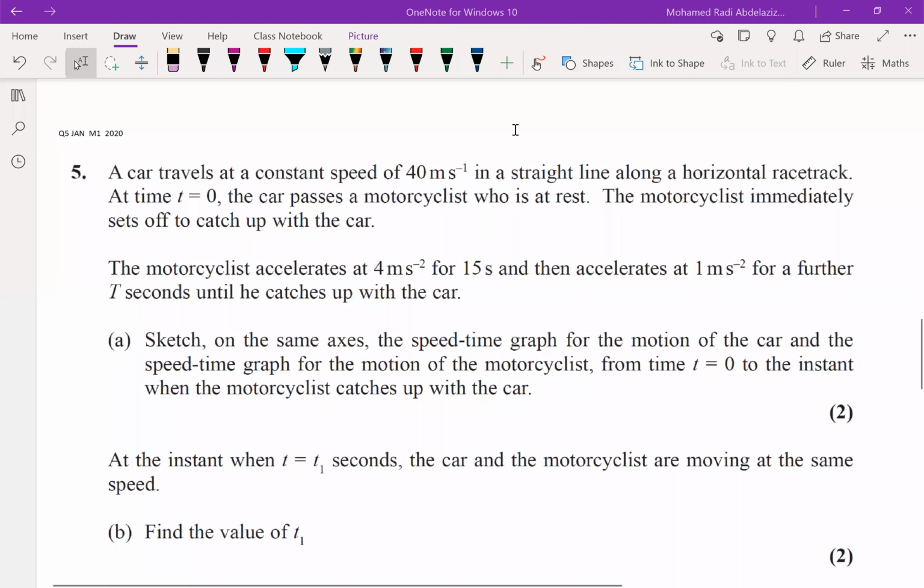Hi guys, in this tutorial, I'm going to solve question number 5, Jan 2020.